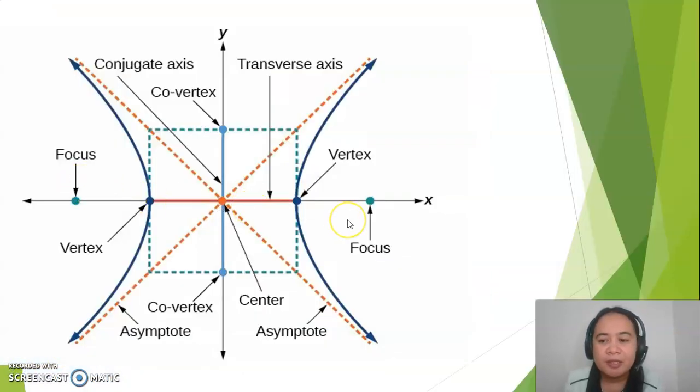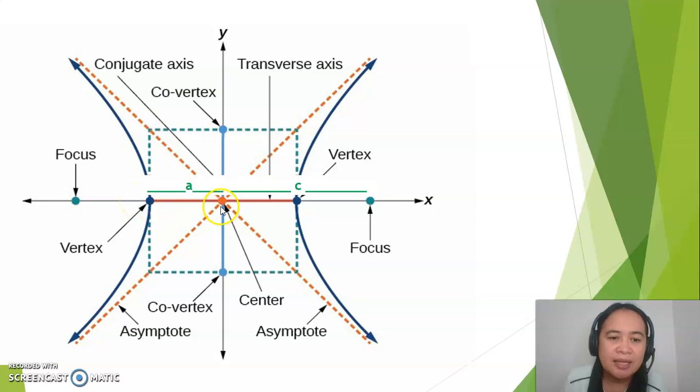Now, these are the basic parts of a hyperbola. You have here the center, you have here the two vertices, and you have here the two focus or foci. The line connecting these points is what we call the major axis or the transverse axis. Then we have co-vertex 1 and co-vertex 2. The line passing through here is the minor axis or the conjugate axis. Then we also have two intersecting lines here which are considered as the asymptotes. Now take note, center to focus, let's have that as point C. Center to the vertex is point A, and center to the co-vertex is point B.